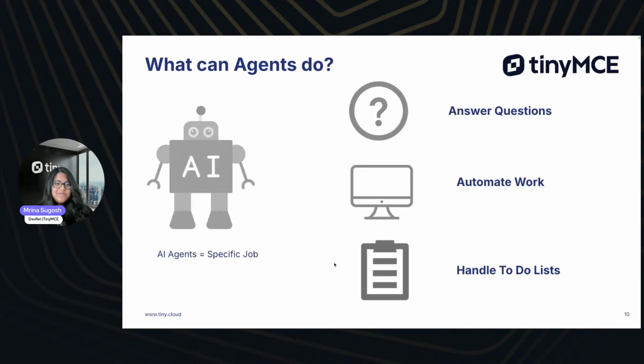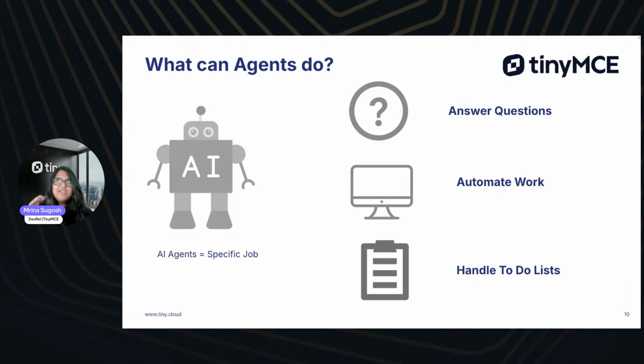All right, so what does this mean? Well, it does this by doing three or four very interesting things, right? When I say turn it into action, it can answer your questions, automate work, or handle your to-do list. It literally can be the difference between knowing how to do something and actually doing it.